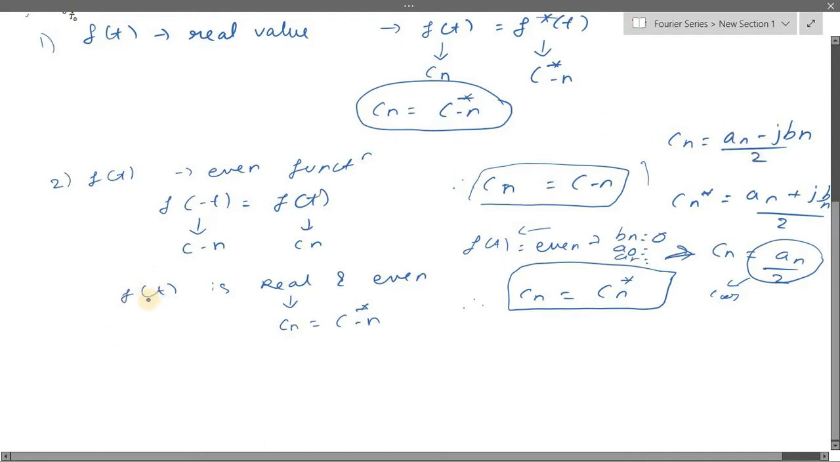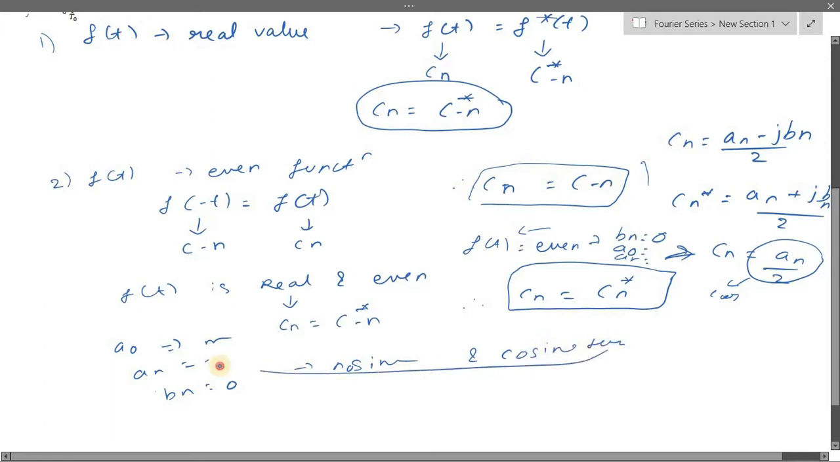So what you can conclude is, whenever your f of t is real and even function, then a0 may or may not be 0, a n will be finite, b n will be 0, and since b of n is equal to 0, there will be no sinusoidal term, and there will be only cosine terms.